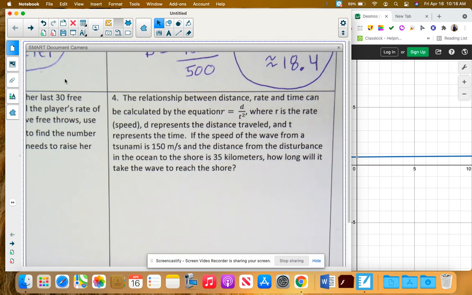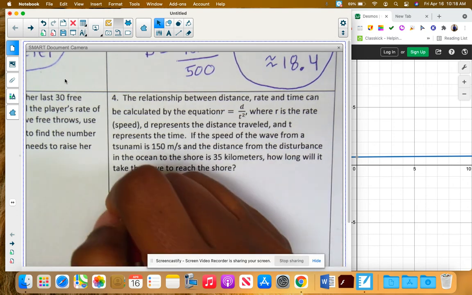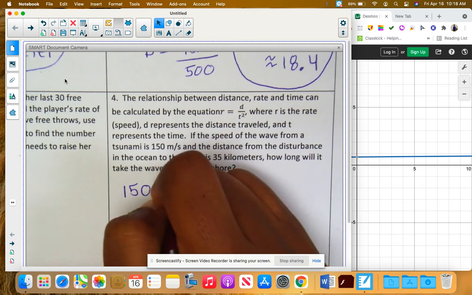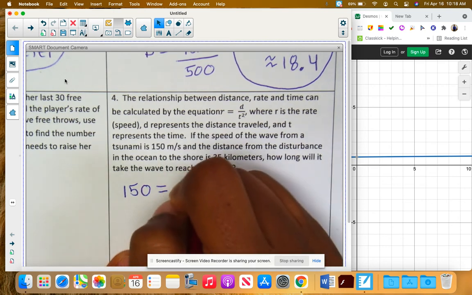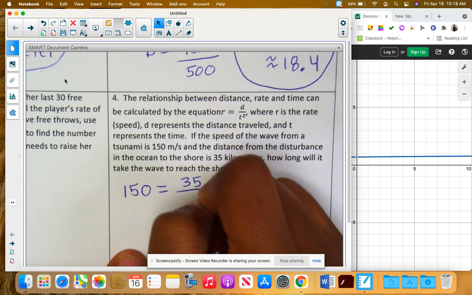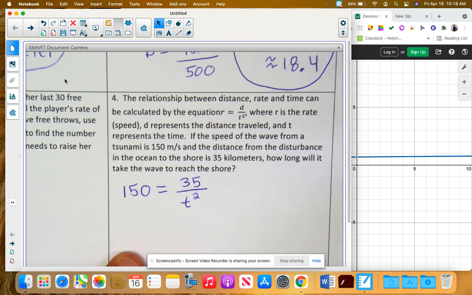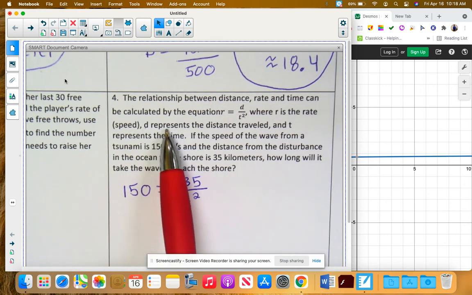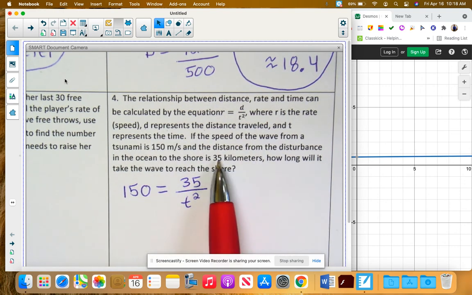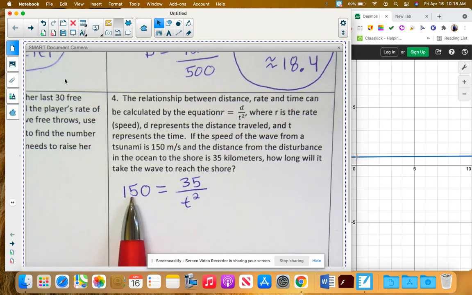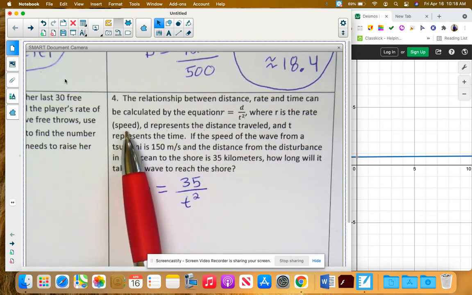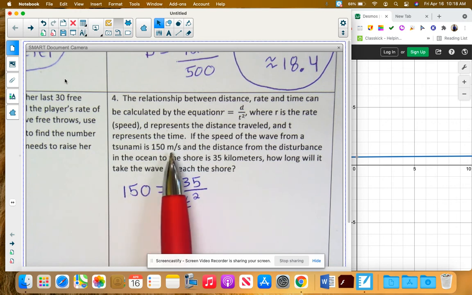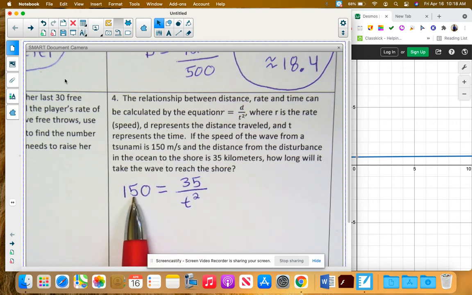So 150 is going to be my R. 35 is going to be my D. And we're looking for time. So how do I know that? Because down here, 35 kilometers, that's a distance. And up here in the problem, it says D represents the distance traveled. So it traveled 35 kilometers. I know 150 is my rate because it's the rate in terms of speed up here in the problem. And it tells me 150 meters per second. So that is my speed.